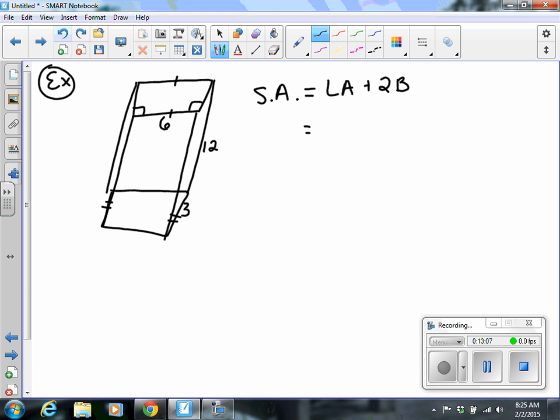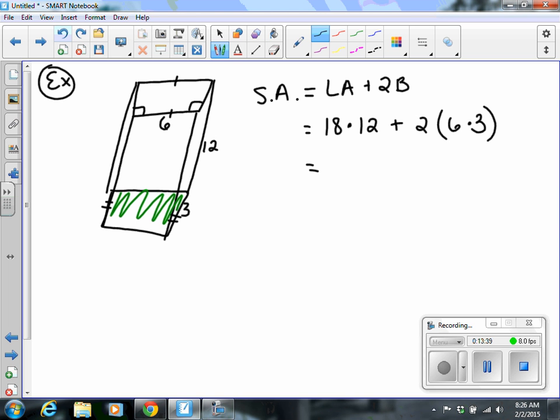Looking at this, I know that my base is a rectangle. I can see that it's got 2 right angles and my 2 sides are congruent. So I need the perimeter. So I've got 6 plus 6 plus 3 plus 3. That's 6 times 3, which gives me 18, times my height of 12, plus 2 times the area of my base. Area of my base, notice I gave you an easy one. It is just 6 times 3.